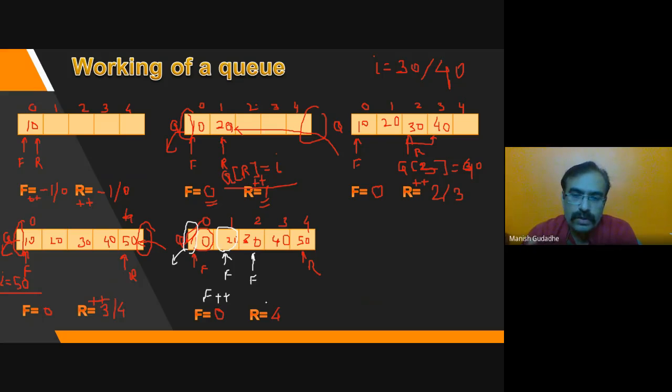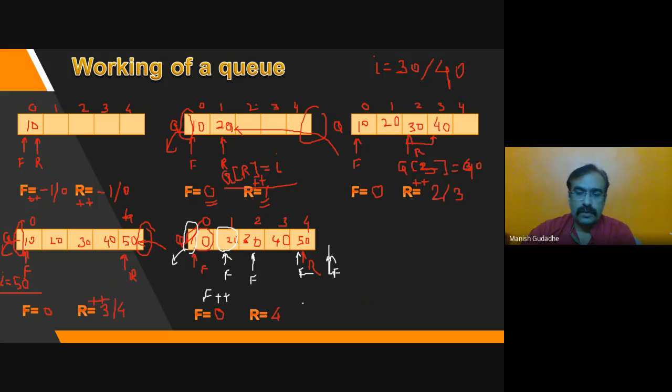How long are we going to increment F? Till F exceeds the value of R. Because if F exceeds the value of R, in this case, it is going to get positioned here. That means there are no further elements in the queue. Fine. Till what point can we delete the element? Till F is equal to R.